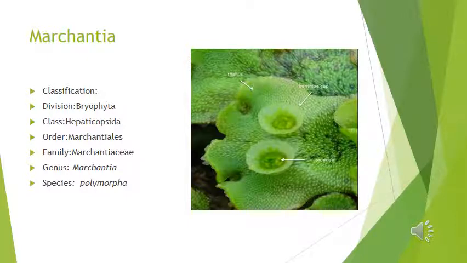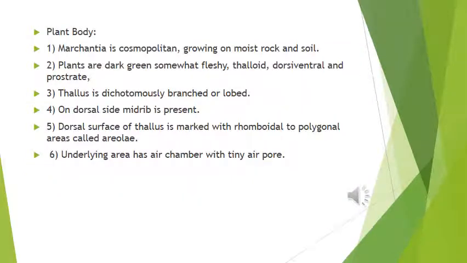Now we will study the external structure of Marchantia, that is, the plant body of Marchantia. Marchantia is cosmopolitan in distribution, growing on moist rock and soil. The gametophyte of Marchantia is prostrate, dorsoventrally flattened and dichotomously branched. A distinct midrib is present in each branch of the thallus.